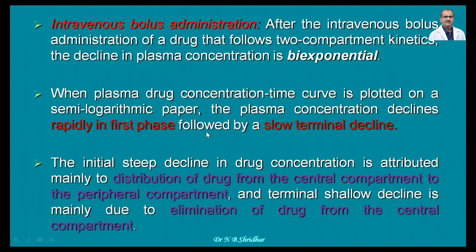of the drug from the central compartment to the peripheral compartment, and the terminal shallow decline is mainly due to the elimination of the drug from the central compartment. Here, in this chart, we can see that it has two slopes: the alpha slope and the beta slope. Initially there is distribution of the drug from the central compartment to the peripheral compartment, followed by the decline in the phase due to elimination of the drug from the central compartment only. Central compartment means the kidney, the liver and the blood.